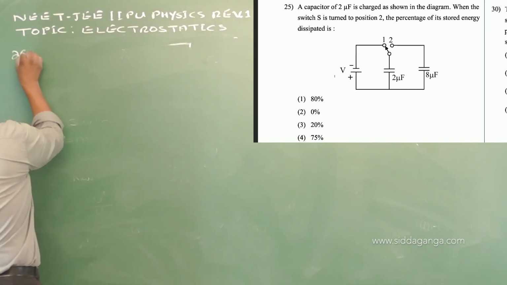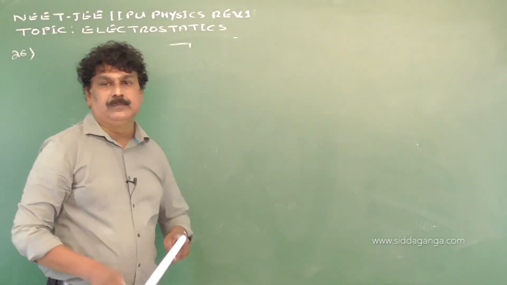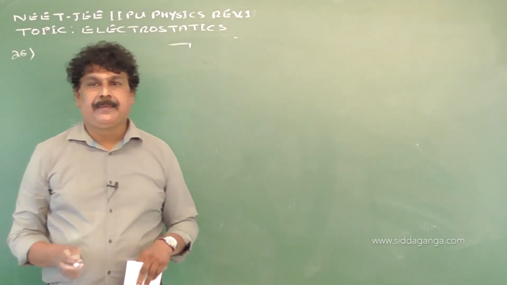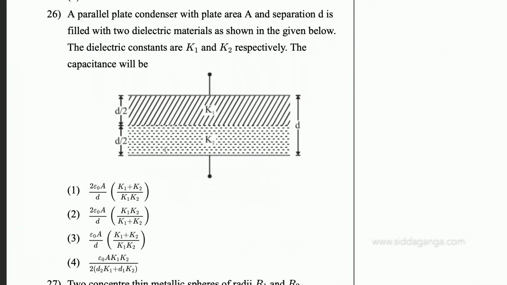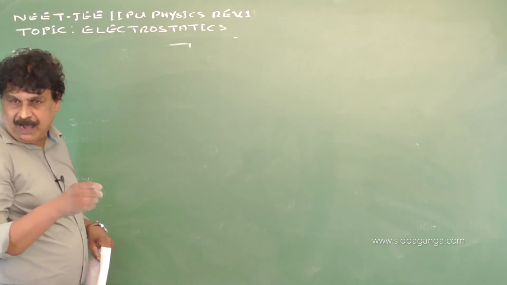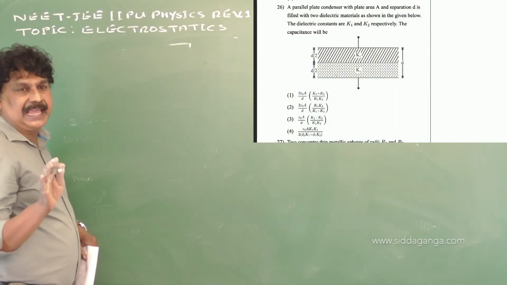Now, question number 26. A parallel plate condenser with plate area A and separation D is filled with two dielectric materials as shown below. The dielectric constants are K1 and K2. The capacitance will be.